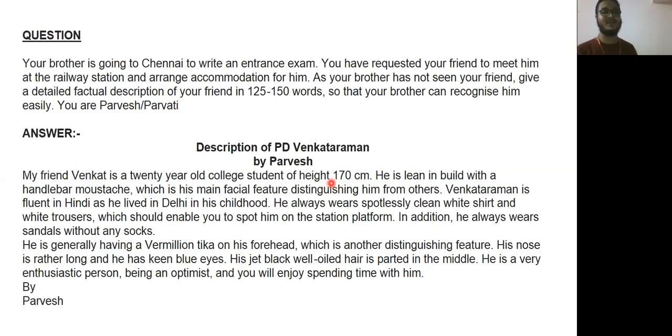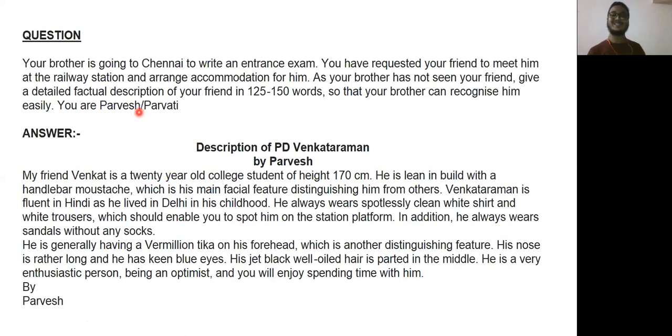Yeah, there's an example on your screen, students. Your brother is going to Chennai to write an entrance exam. You have requested your friend to meet him at the railway station and arrange accommodation for him. As your brother has not seen your friend, give a factual description of your friend in 125 to 150 words. See, students, a word limit is given, so that your brother can recognize him easily. You are Parvez or Parvati.